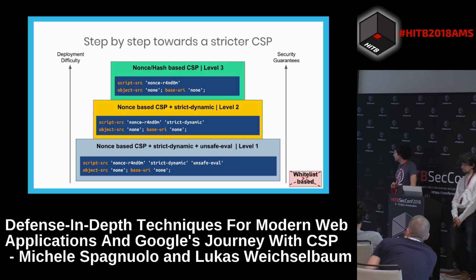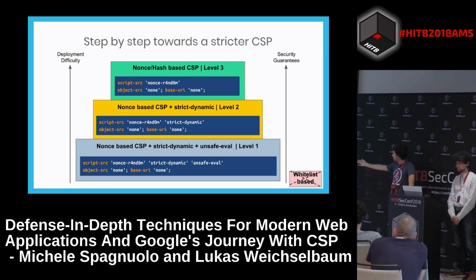This is basically how it looks. We use this base policy. We also restrict object-src and base-uri because those would be common bypass patterns. And if you go up the pyramid, these keywords get removed, like unsafe-eval and strict-dynamic.